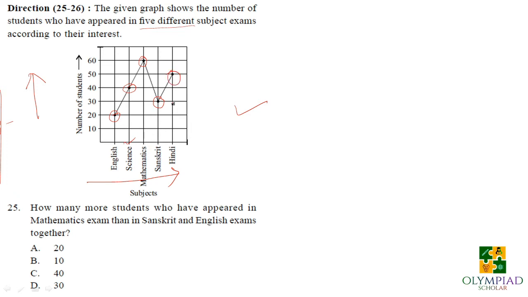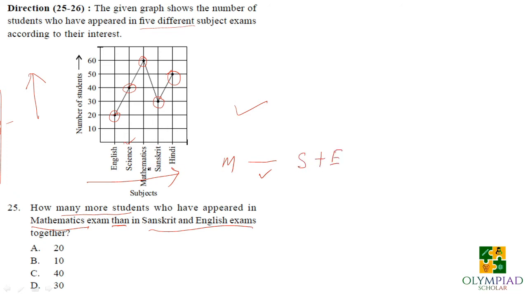So let us read the question, what it is asking. How many more students have appeared in mathematics? If you come across this type of words, how many more, it definitely involves a difference. You have to find the difference between two entities. So this will involve a subtraction. What are the two entities here? How many more students have appeared in mathematics exam than, the break here, in Sanskrit and English exam. So here you will compare mathematics with Sanskrit and English.